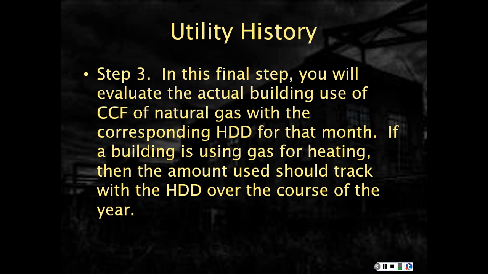If I find out there's not a correlation, if I plot that chart out and all of a sudden gas usage goes up when the temperature outside is going the other direction, then I know that there must be somewhere in the plant that natural gas is being used for some other reason. So that's the reason we use utility history from that standpoint.